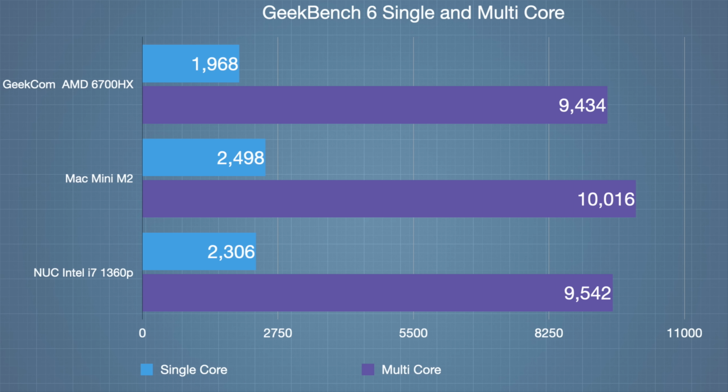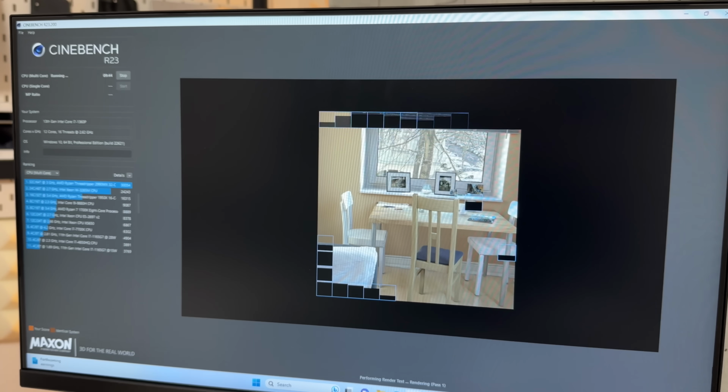Compared to the M2, which definitely leaps out in front here as the top one. You can see it's got 2,498 in its single core performance, and it's the only one to breach 10,000, at 10,016 for multi-core. Then the Intel i7 1360P, 2,306, which is still a very good single core speed, but only getting a 9,542 for multi-core.